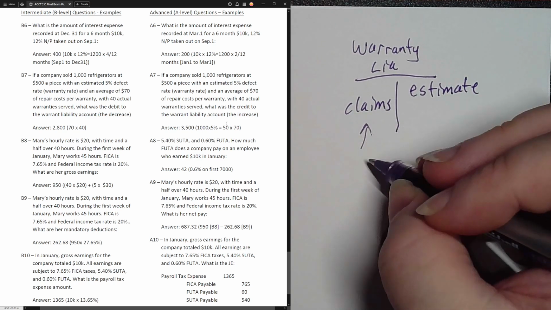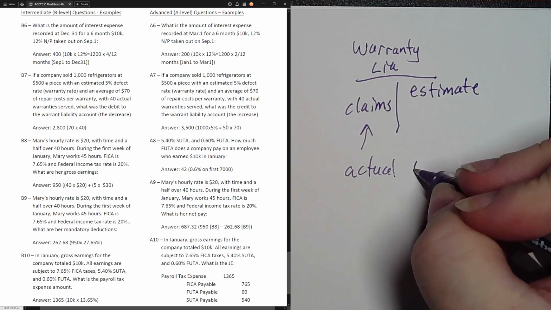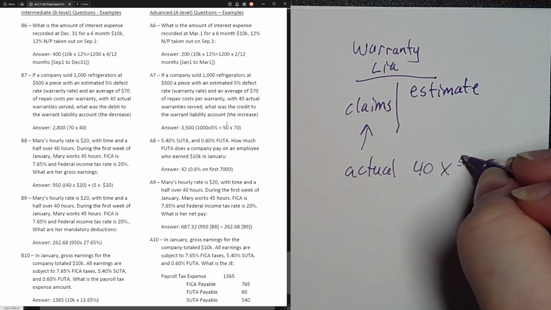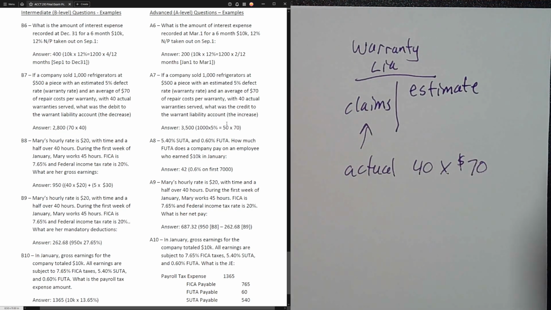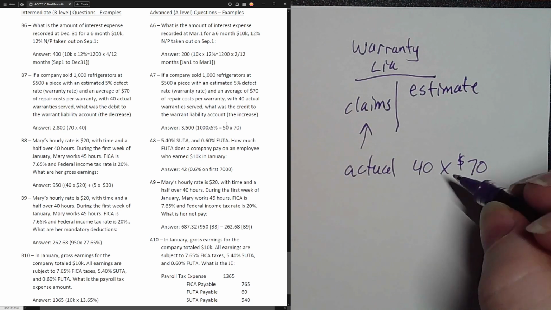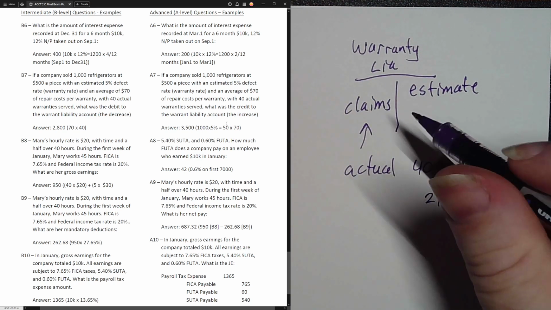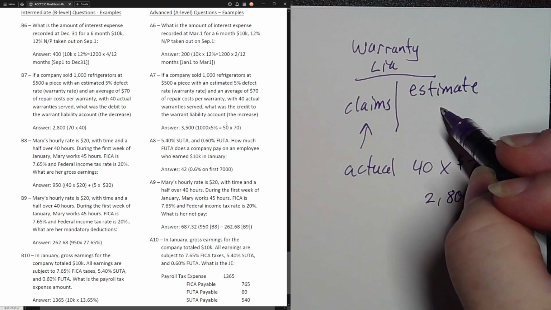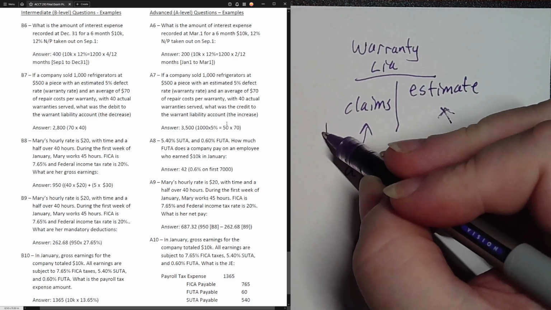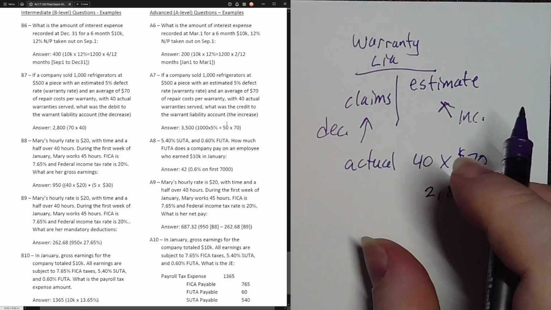The claims are talking about actual claims. So what are we saying? Well, there were 40 actual warranties served and at an approximate average repair cost of 70. So we look at those two numbers and those come to 2,800. When we look at A7, this is asking us the increase. So this is the decrease. This is the increase. So how do we estimate the increase?